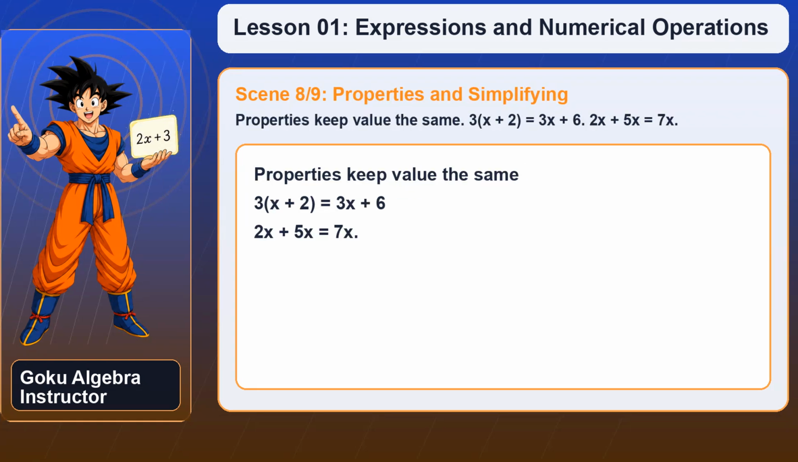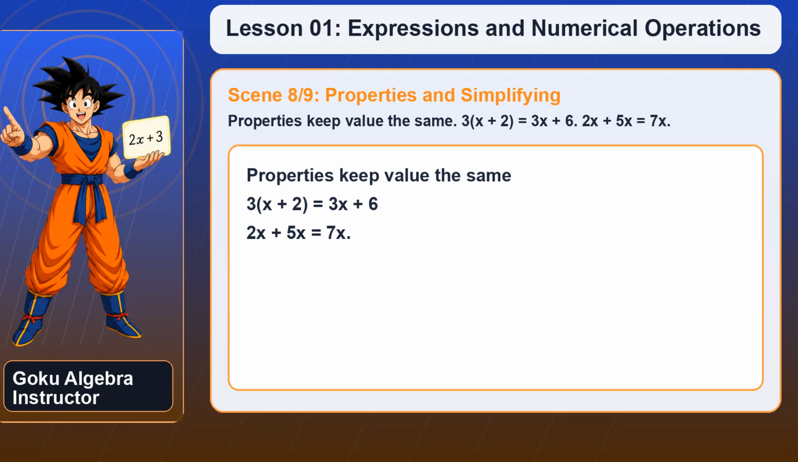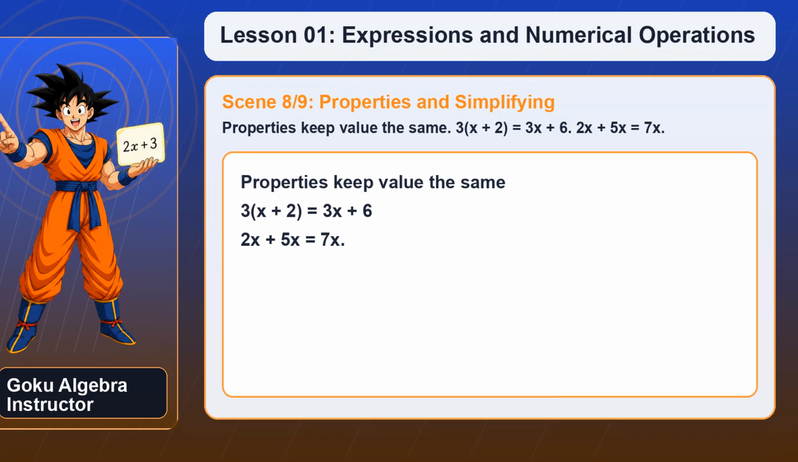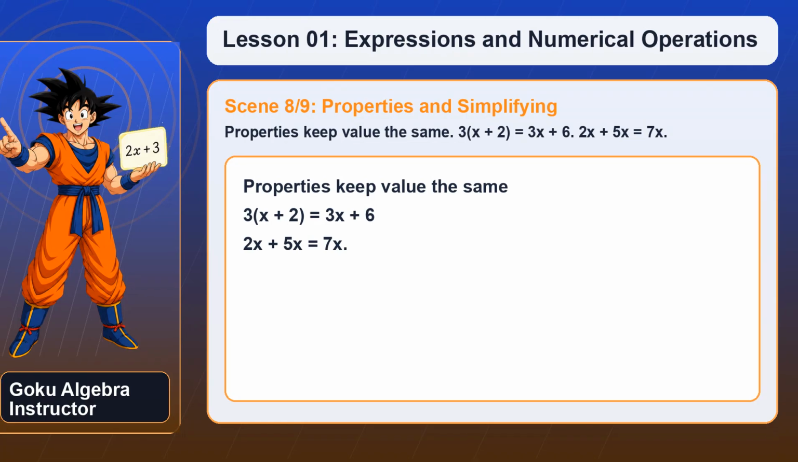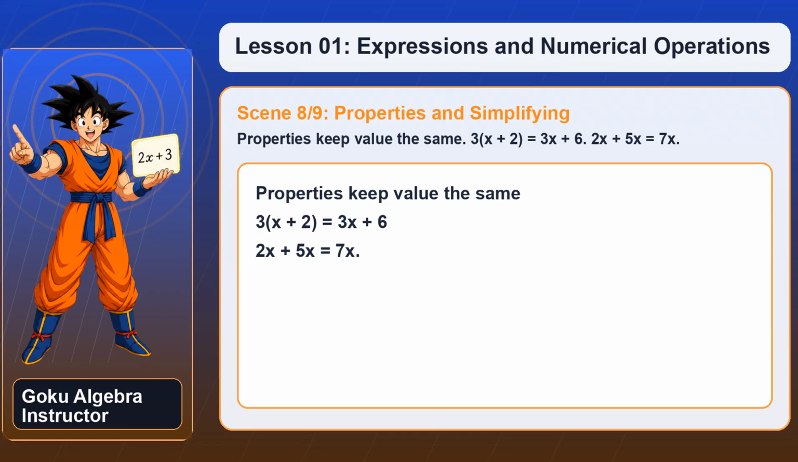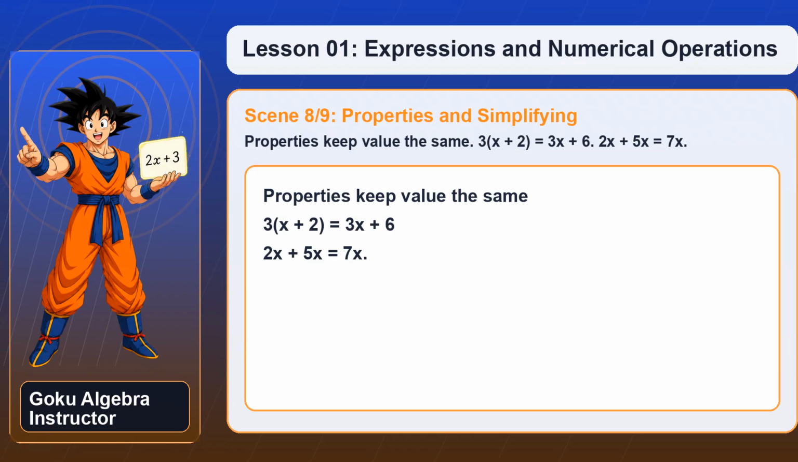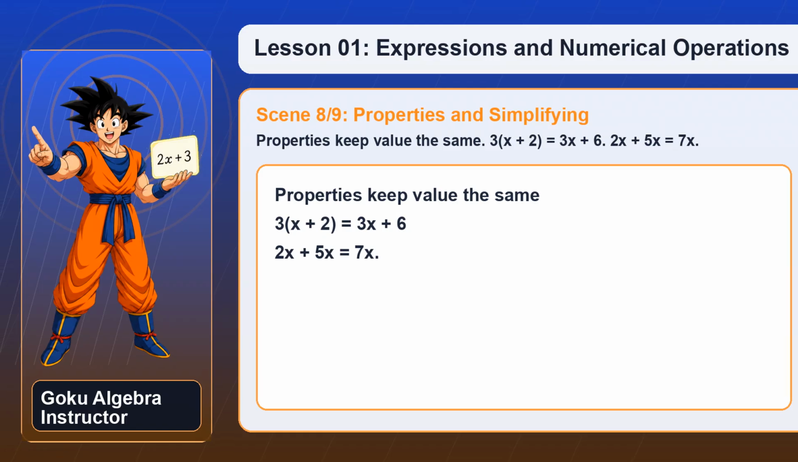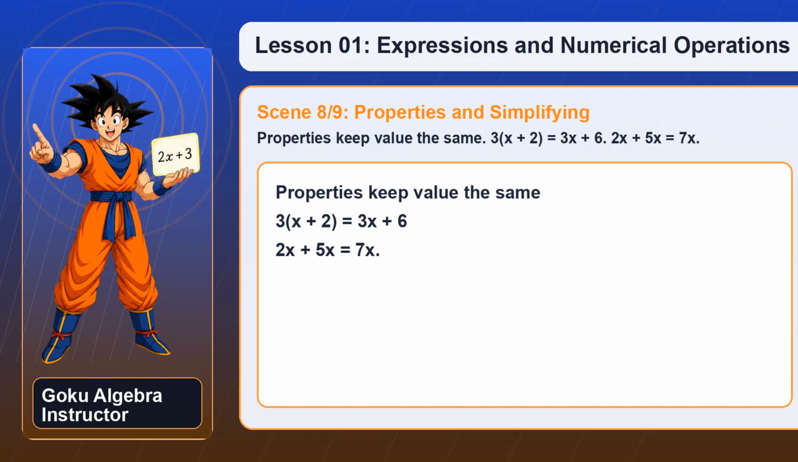Algebra also has properties that let us rewrite expressions without changing their value. The commutative property says addition or multiplication can swap order. 2 plus 5 equals 5 plus 2. The associative property says grouping can change for addition or multiplication. The distributive property spreads multiplication across a group. 3 times x plus 2 becomes 3x plus 6.